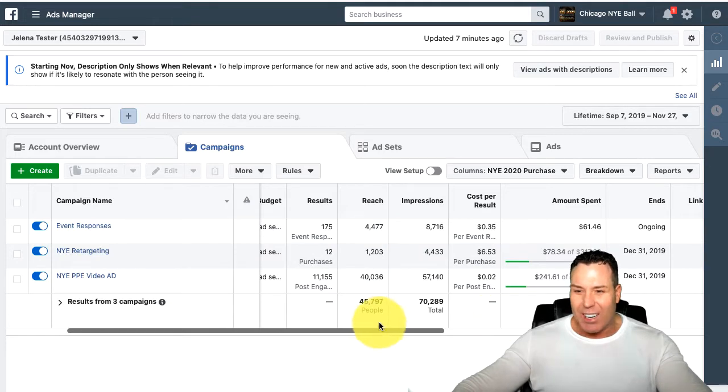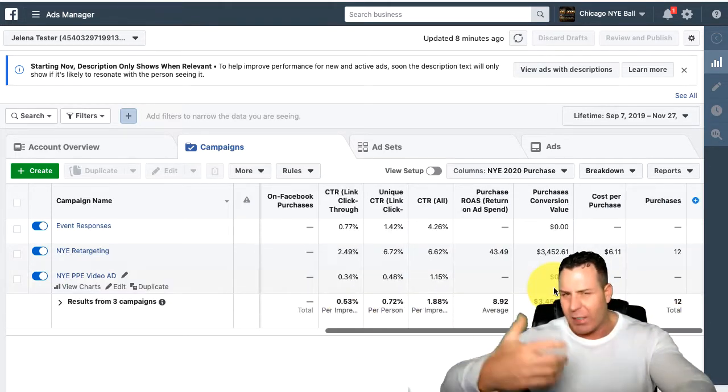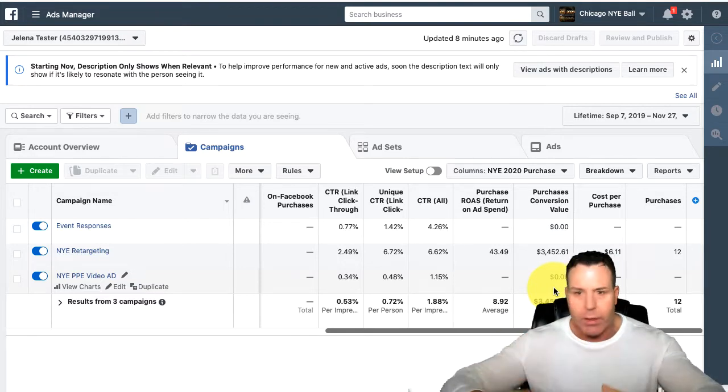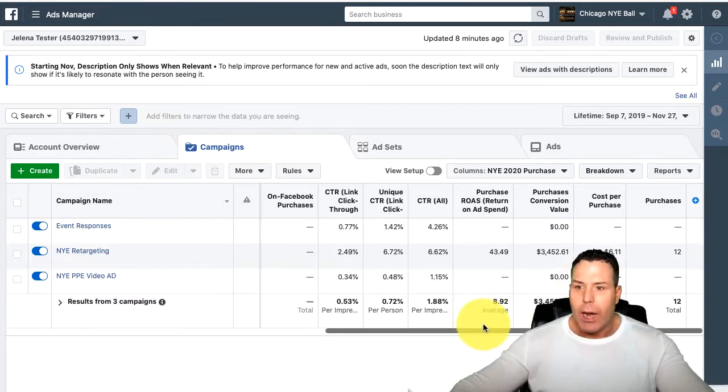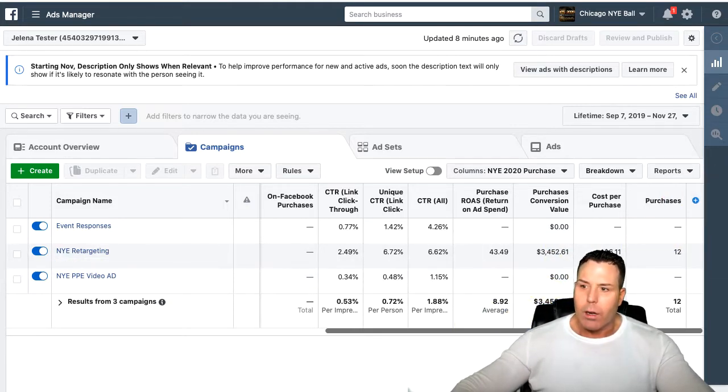So a ridiculous ROAS here on this particular campaign, but that's kind of expected because these people have visited the website and they're warm visitors, and then I'm hitting them with a bunch of ads on Facebook and trying to get them to come back and actually buy, and it's working pretty well so far. It's 12 purchases, decent. That'll go up significantly in the month of December. But so that's how you calculate ROAS.